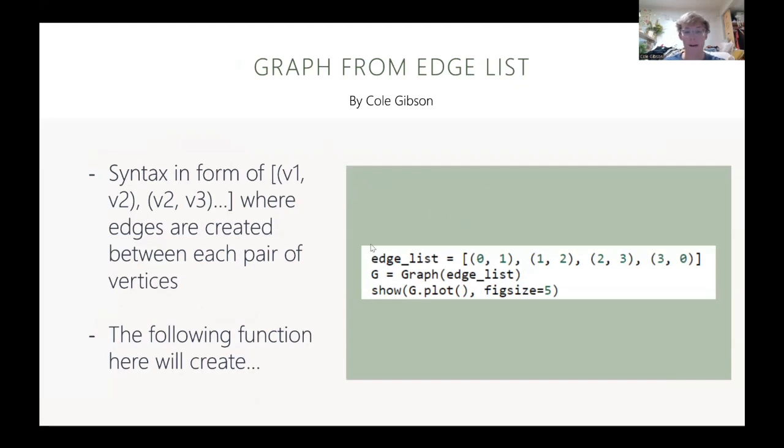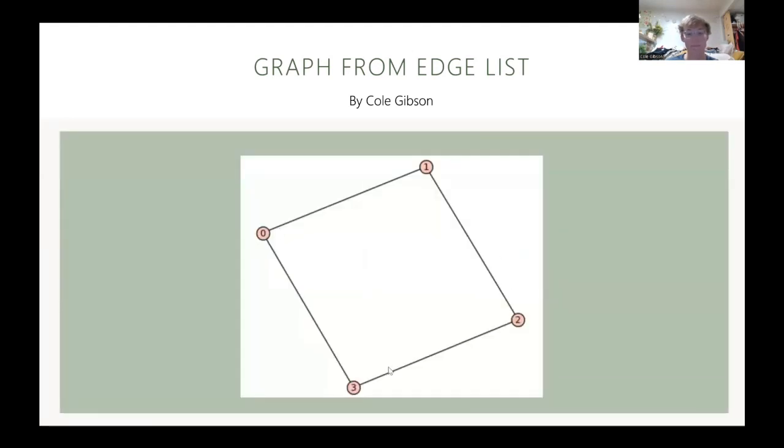As you can see in SageMath, I declared an edge list variable, and the syntax for this variable is a set of pairs of vertices, such as vertex 0, 1, 1, 2, 2, 3. Edges are going to be created between each pair of these vertices. To create the graph from this edge list, I'm just going to declare a variable and then create the graph from the edge list just like this. Once this line is run, I can show the graph, and it will create this shape here, where each vertex in each pair is connected by an edge. So we have 0, 1, 1, 2, 2, 3, just as expected.